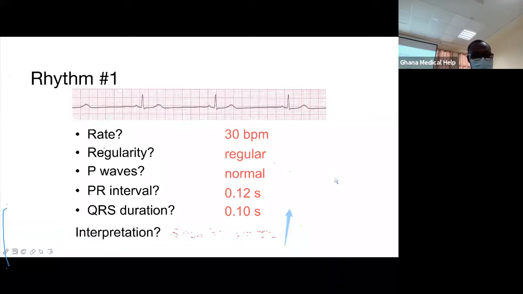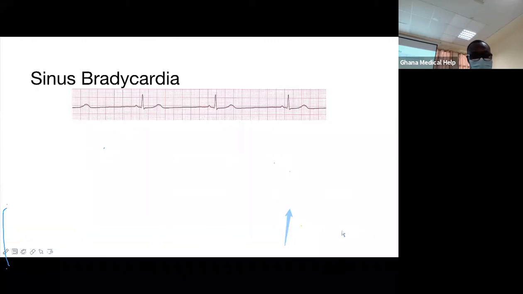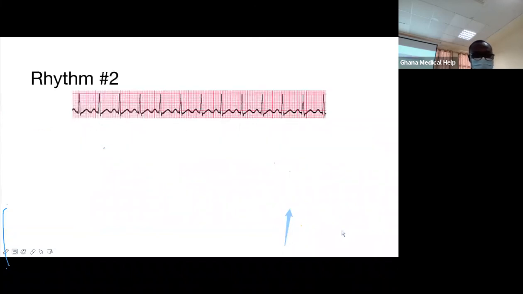So what's the interpretation? I think I've already given that out. Sinus bradycardia, because of the slow heart rate. Okay, we look at the next rhythm. What's the rate here?